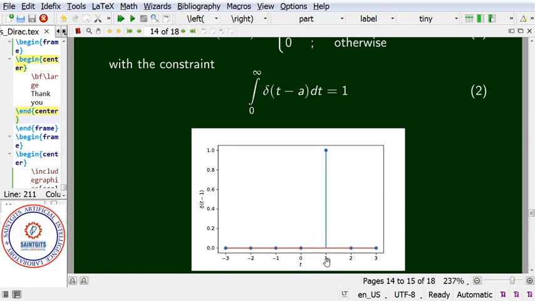When this a is equal to 1, then automatically what happened? Delta of t minus 1 becomes 0. T minus 1 is 0 here when t is equal to 1. At that time it will give the highest value, the peak value, that goes to infinity. Actually it is very high. That means it has only one value that is relatively very large compared to other values. Other values are 0, and this situation is called an impulse or white noise, and it is represented by Dirac delta function.